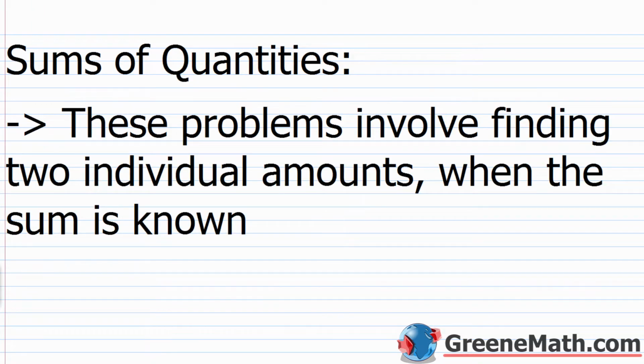All right, so let's start out by looking at some different types of problems that you will encounter. The first type is called sums of quantities. You're going to see these right away when you get to your Algebra 1 section on applications of linear equations. These problems involve finding two individual amounts, sometimes more than two, when the sum is known. That's the key: you're finding individual amounts when the sum is known. So let's take a look at an example.